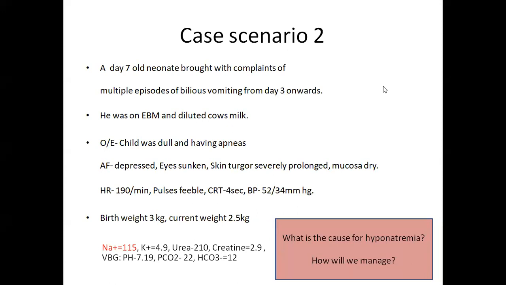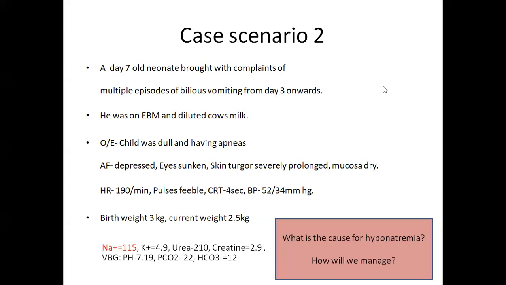Next, okay, I have given 3 ml per kg of 3% NS, I have given the NS bolus. So what are you going to do next? The child is better, no apneas. Shock is getting corrected. So what are you going to do now? Slow correction now, sir. What correction? How to correct slowly? You want to give 3% slowly?